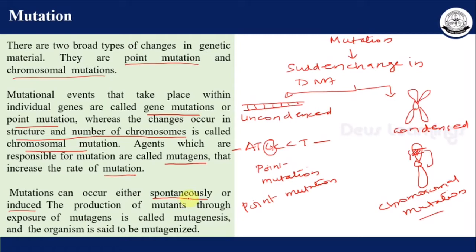Induced mutation happens because we induce the mutation with the help of mutagens, right? And the production of mutants: the organism in which the mutation happens is known as a mutant, through the exposure of mutagens.